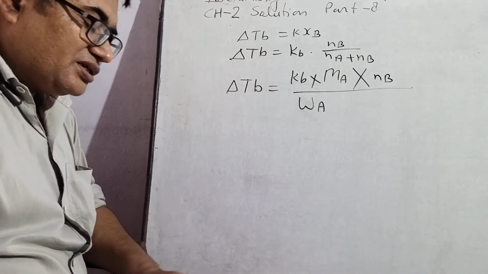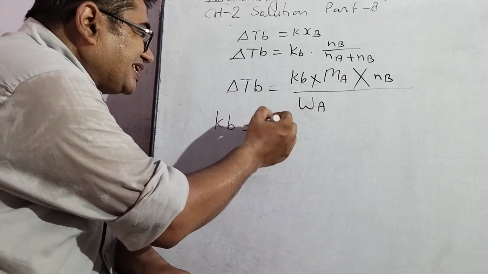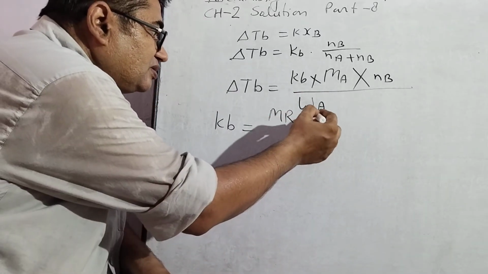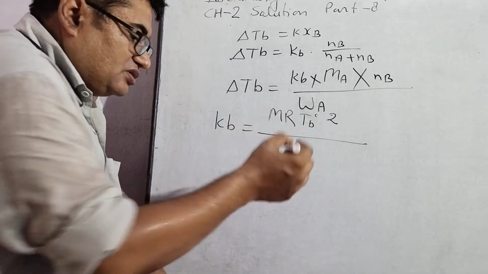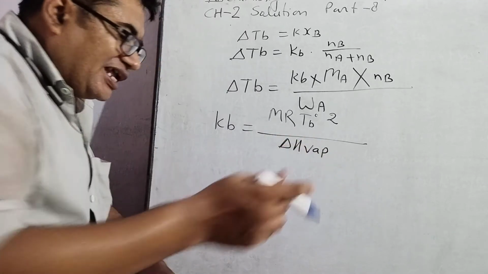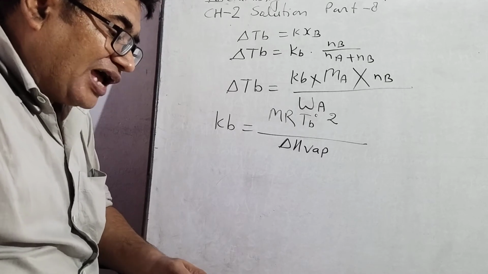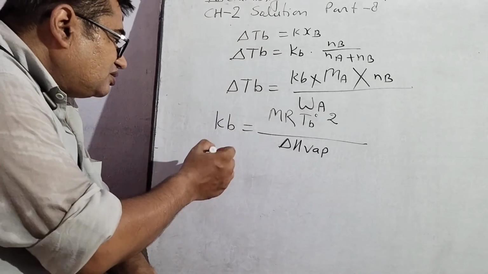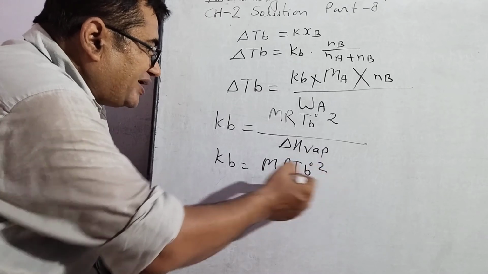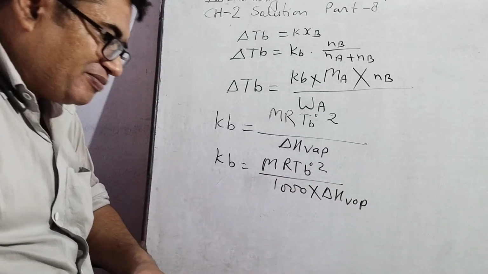Now, there is one formula for Kb, or the molal boiling constant, equal to M R Tb naught square upon 1000 upon ΔH vaporization, meaning the enthalpy of vaporization. So in that way this formula is for 1 kg. If you want to write this formula for 100 gram, that formula will be R Tb naught square upon 1000 into ΔH, the enthalpy of vaporization.